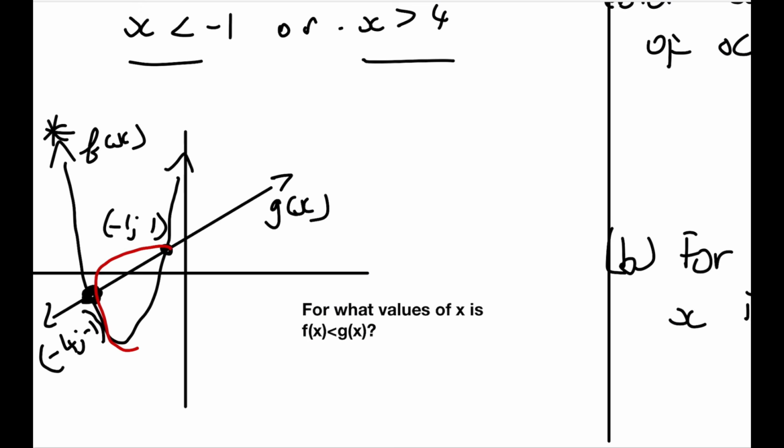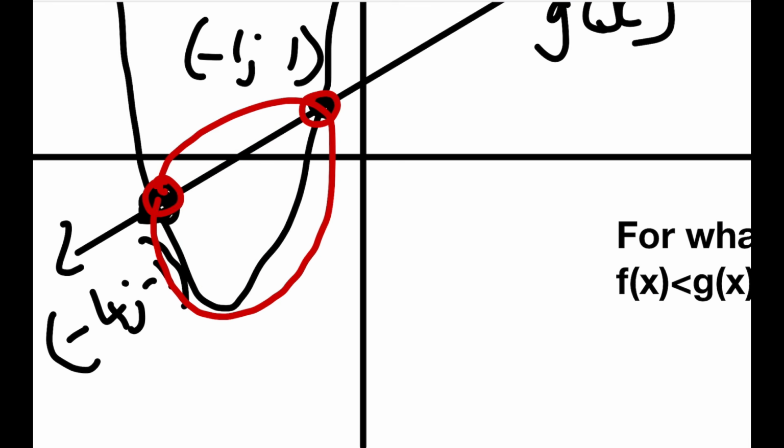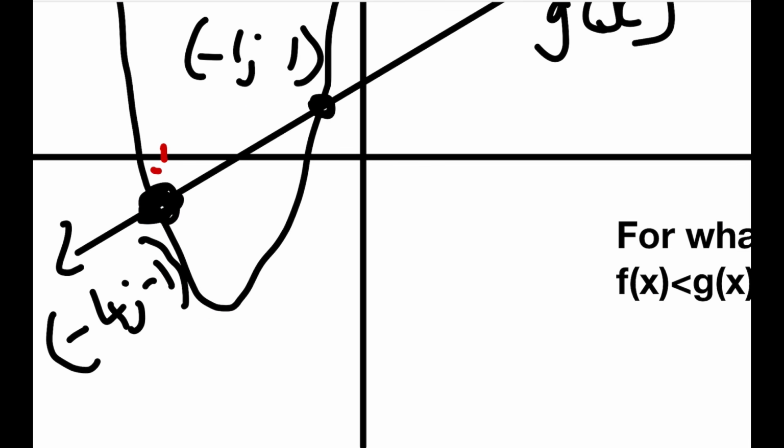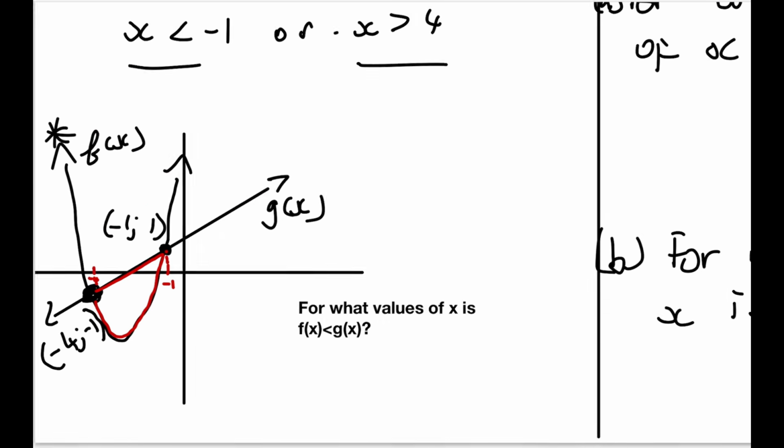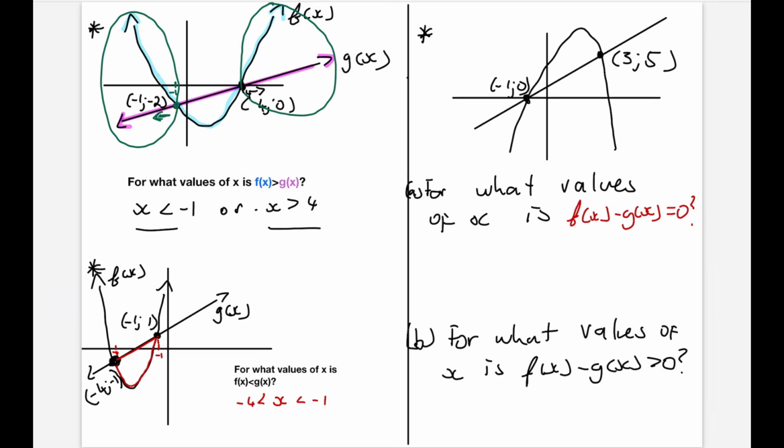Well, you would notice that that's actually here in this region here. That's where we're noticing the parabola being below the straight line. Now, that region is between these 2 points of intersection. This point of intersection has an x value of -4. So here we have -4, and this one has an x value of -1. So it is between -4 and -1 that we find the f graph being below the g graph. So x between -4 and -1. Great, I hope this makes sense.